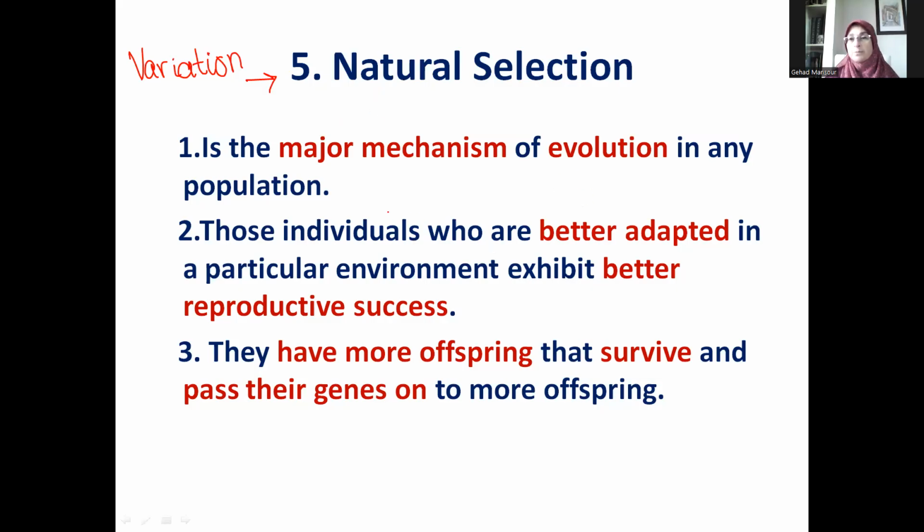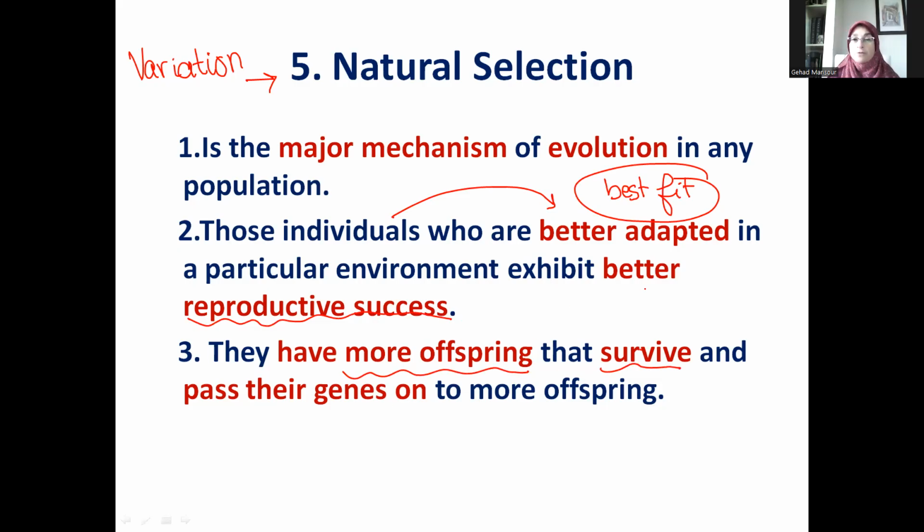As we said before several times, there are certain individuals who are better adapted for a particular environment. They are not the best, but they are the best fit individuals. So they will reproduce more, they will exhibit better reproductive success, and they will have more offspring. They will survive first. We should have written survive first, and then having reproductive success and more offspring, and can pass on their genes to their offspring.